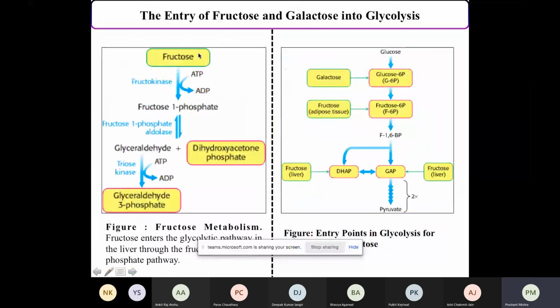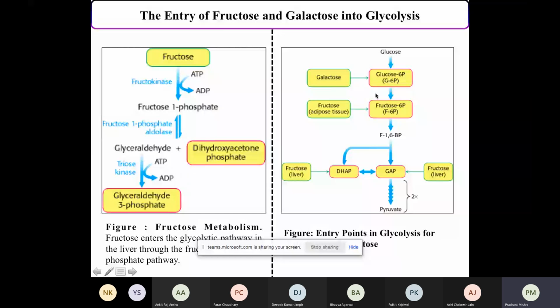So you have seen how fructose is entering in the pathway. The fructose is converted into fructose 1-phosphate. It is then cleaved into two molecules, glyceraldehyde and dihydroxyacetone phosphate. Glyceraldehyde is again converted into glyceraldehyde 3-phosphate. They will be interconverted, and this will enter in the glycolysis. So here again isomerase will act.